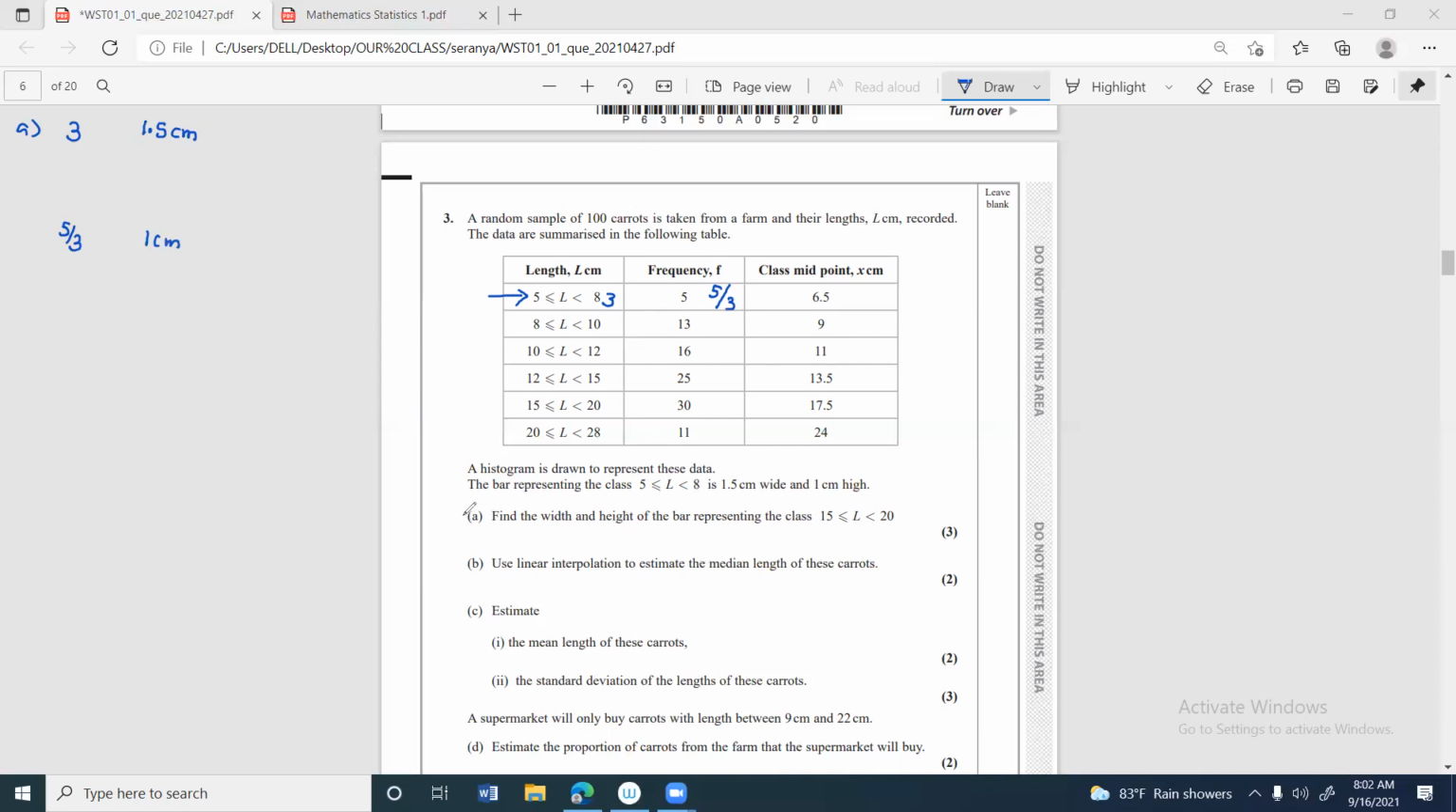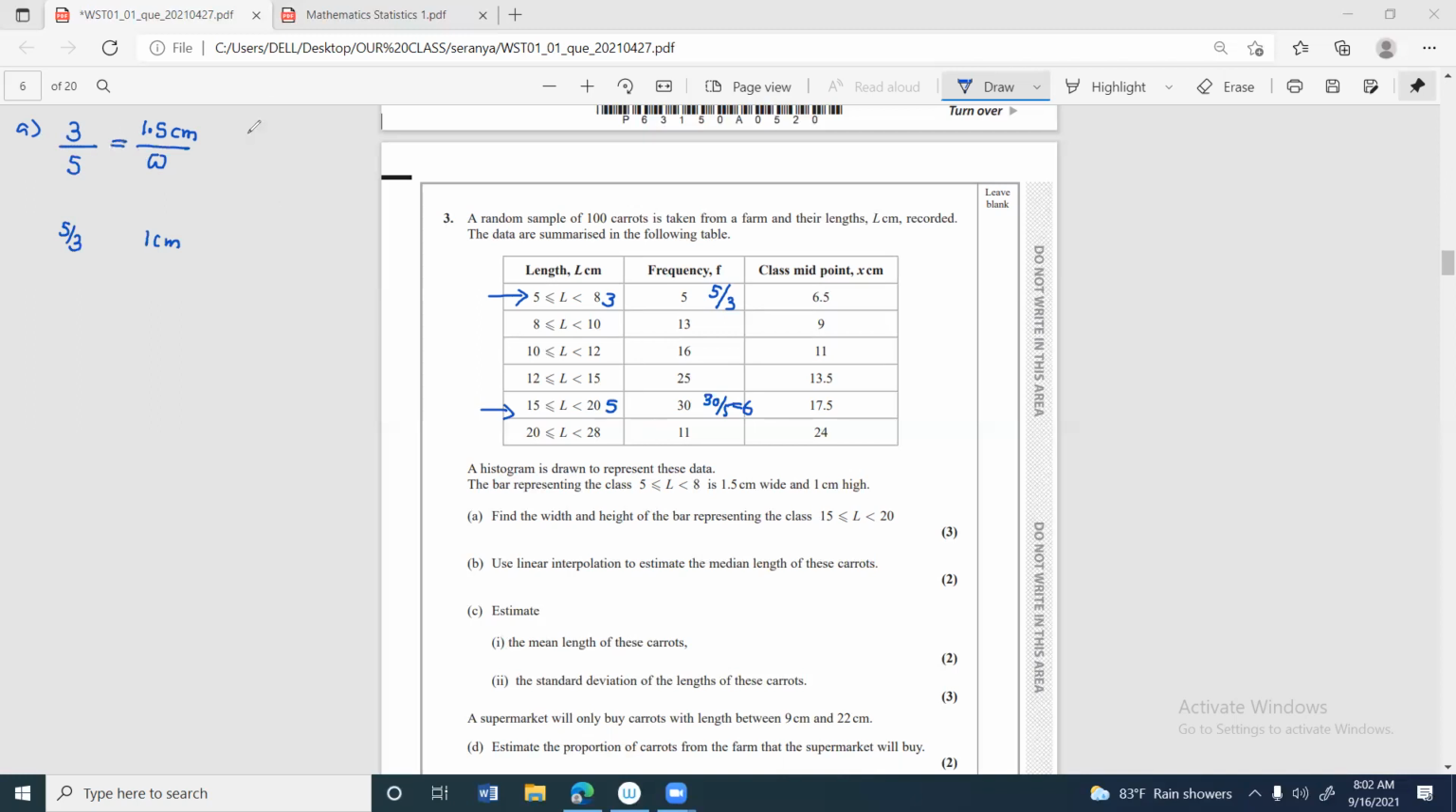Then they are concerned about the class 15 to 20. The width is how much? 5. And the frequency density is 30 divided by 5, which is 6. Then we need to work out what would be the width representing a length of 5 centimeters. If the width 3 is represented by 1.5 centimeters, a width of 5 is represented by how much? That's what we need to understand.